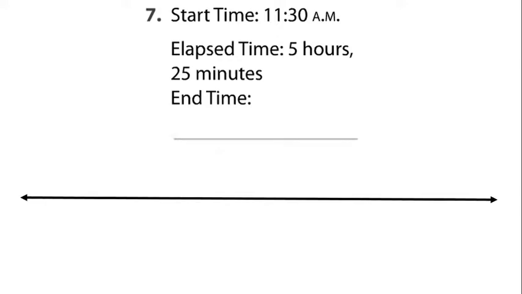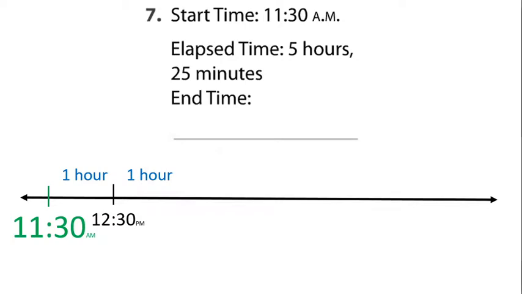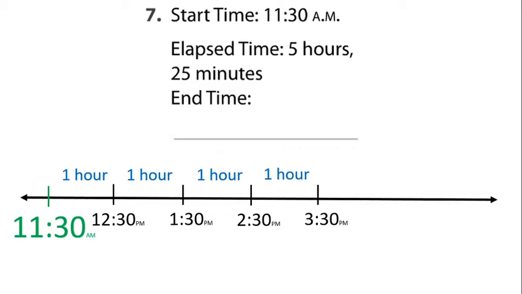On my timeline, I will start at 11:30 a.m. Then I will move 1 hour to 12:30 p.m. Next, I will move another hour from 12:30 p.m. to 1:30 p.m. From 1:30 p.m., 1 hour to 2:30 p.m. Then to 3:30 p.m. Then to 4:30 p.m. Now I have moved 5 hours.